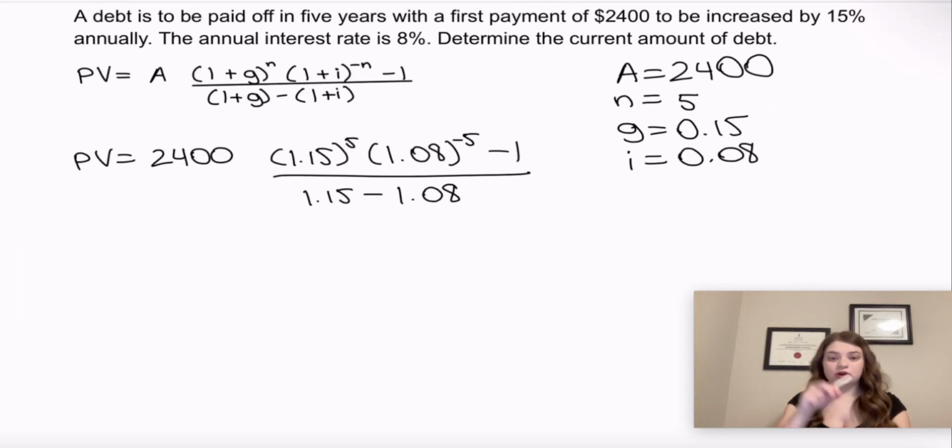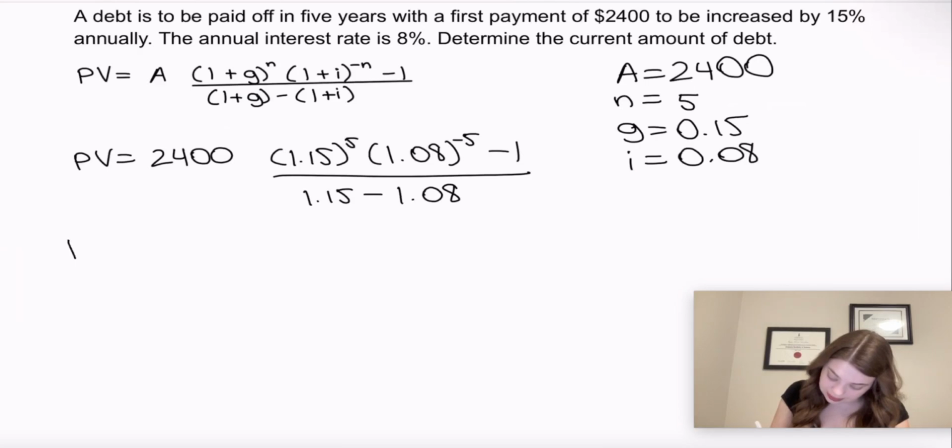So first we're going to start with the numerator, then we're going to divide by the denominator, and then we're going to multiply by 2,400, very last step. So let's start with 1.15 to the power 5 equals times 1.08 to the power of negative 5, hit equals again, minus 1 equals, and then we can just divide by 0.07 since we know that that is what the result of 1.15 minus 1.08 will be anyway, hit equals, and then multiply by 2,400, hit equals again.